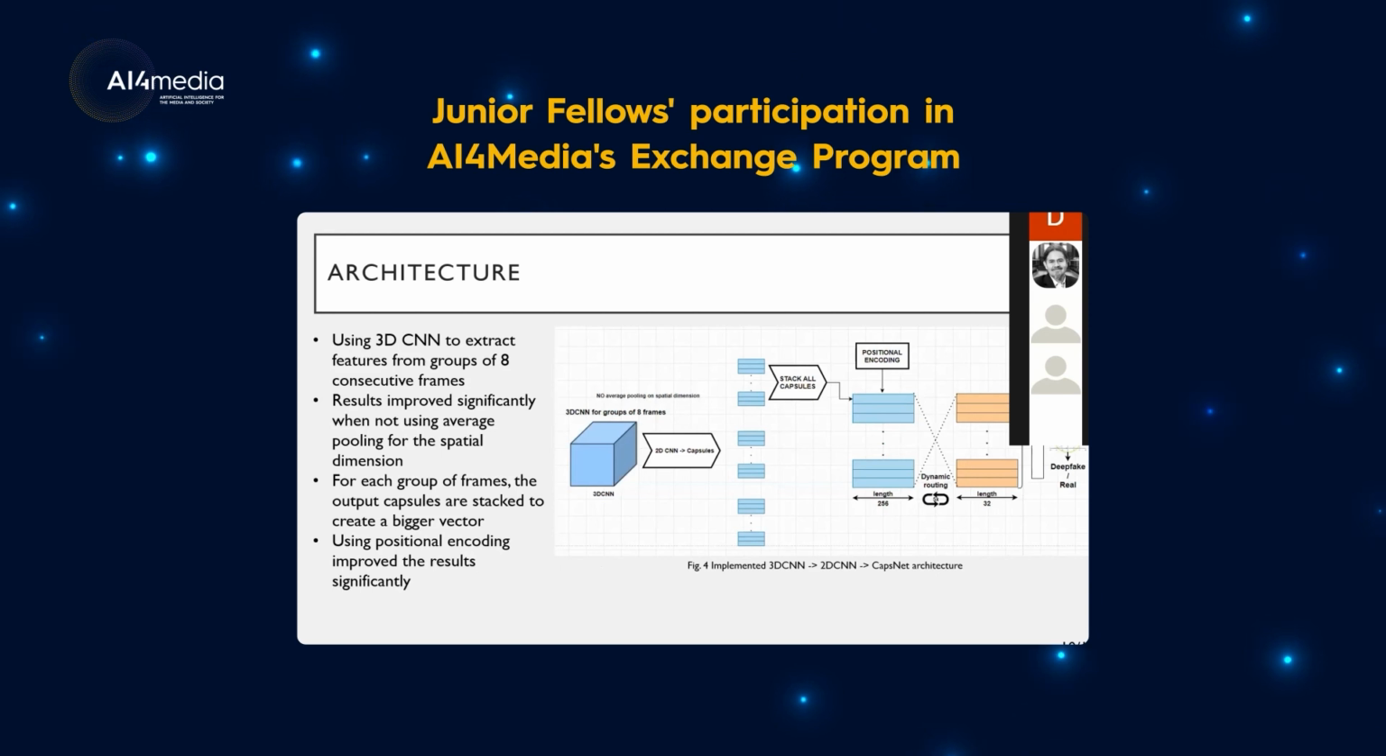This is our architecture. So basically, we use a 3D CNN, or one of our architectures. We use a 3D CNN on groups of eight consecutive frames, and we do no average pooling on the spatial dimension, and then we go to a 2D CNN and capsules. The result is one group of capsules for each group of 8 frames. We stack those, and we also add positional encoding, so that we know which position each capsule has.